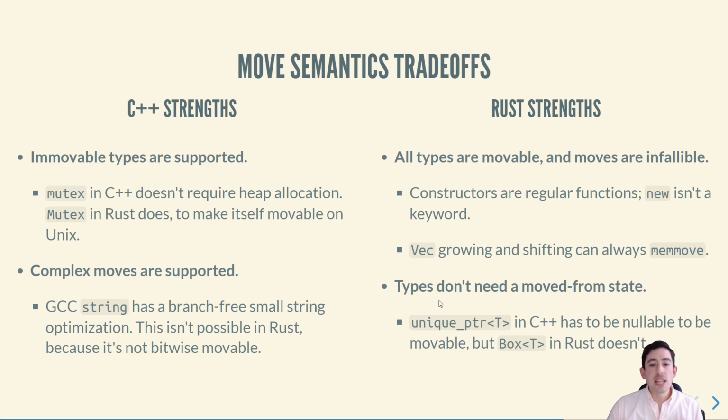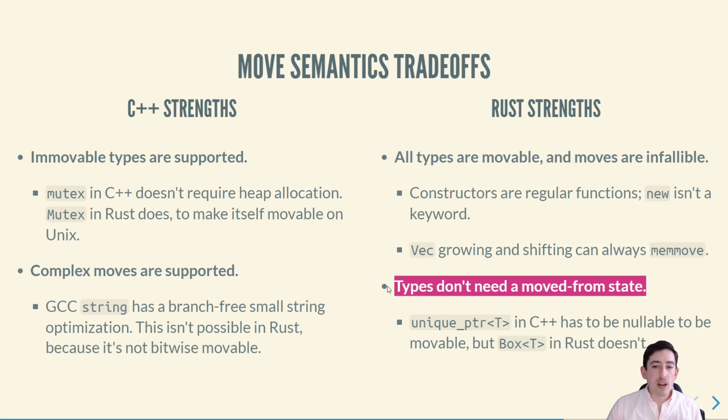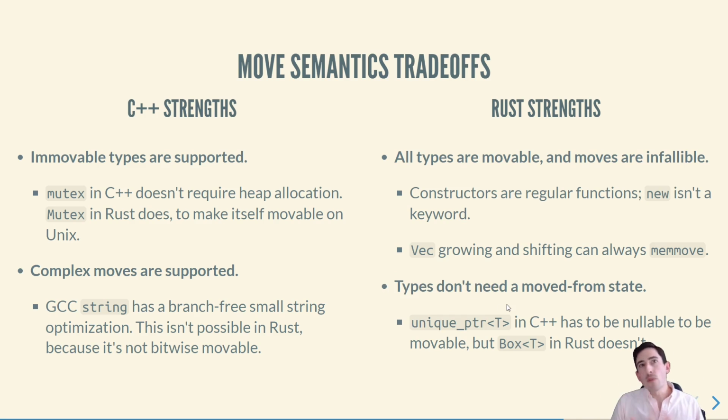Another interesting one is that because move is destructive, you don't need to be able to represent the empty state in your type. So Rust's version of unique_ptr is Box, and Box cannot be null. It doesn't need to be. But unique_ptr does need to be null because you need to be able to move from it and leave it in some state that's valid to destroy. And so that's arguably not the choice that unique_ptr might have preferred, but it has to be that way in order to be movable. So there are strengths and benefits and drawbacks to both sides of this.